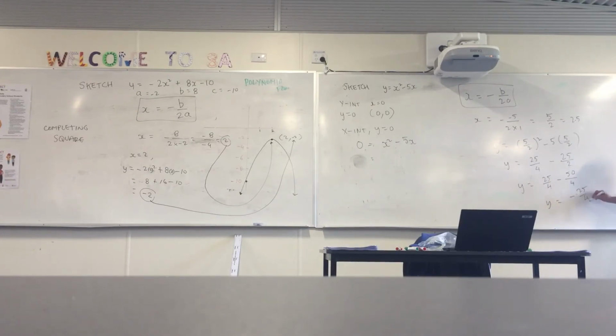Minus 25 on 4. How many 4s fit into 25? 6. 6.25. Almost. Close. 0.25. What's the remainder? 0.25. 1 over 4. Okay. So, what did that achieve? The turning point.